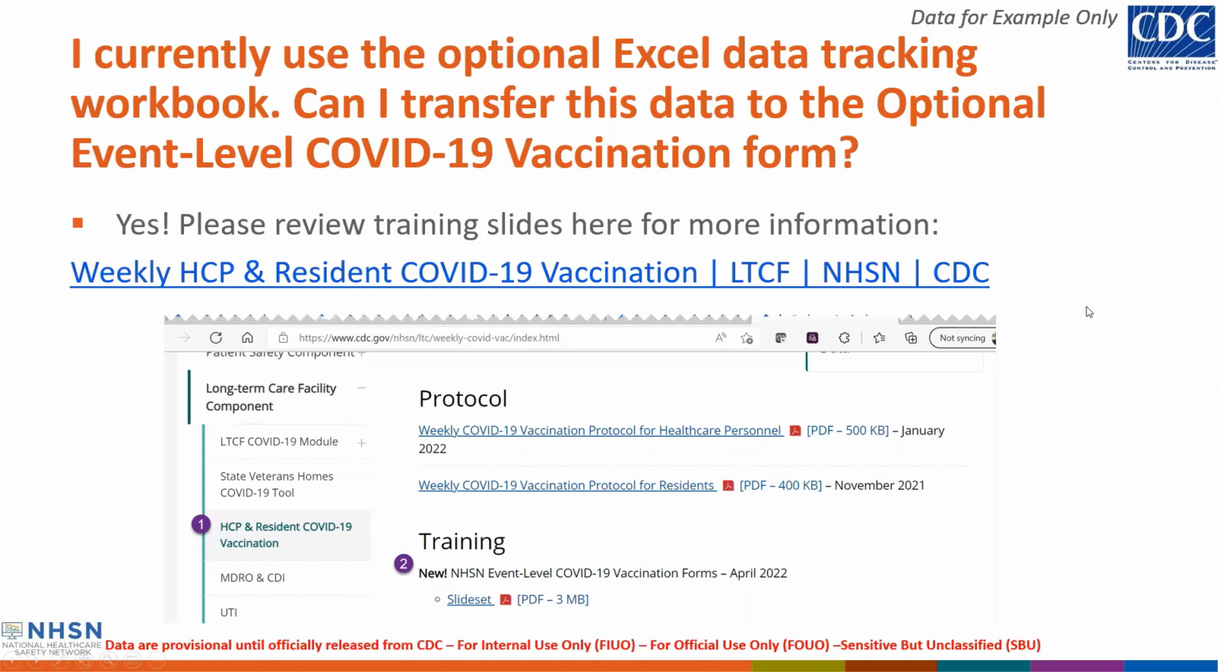I'm showing the link here as well as a screenshot of where you would navigate to. So you would go to training, and it's that NHSN event level COVID-19 vaccination form training from earlier this April. There are slides that walk you through that. Our how-to guide also shows you how to do that, along with just general instructions for uploading data through CSV Upload. So there's more on how to do that there.